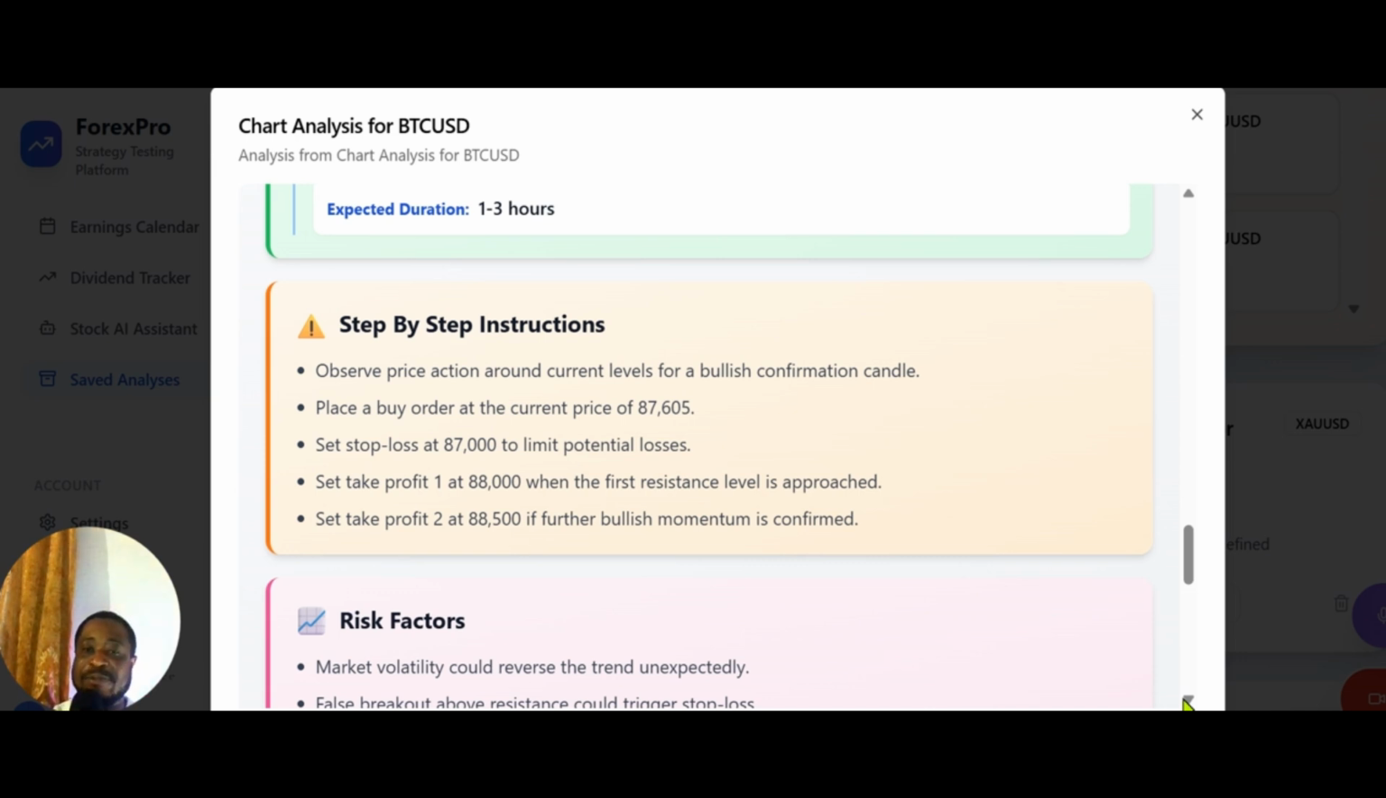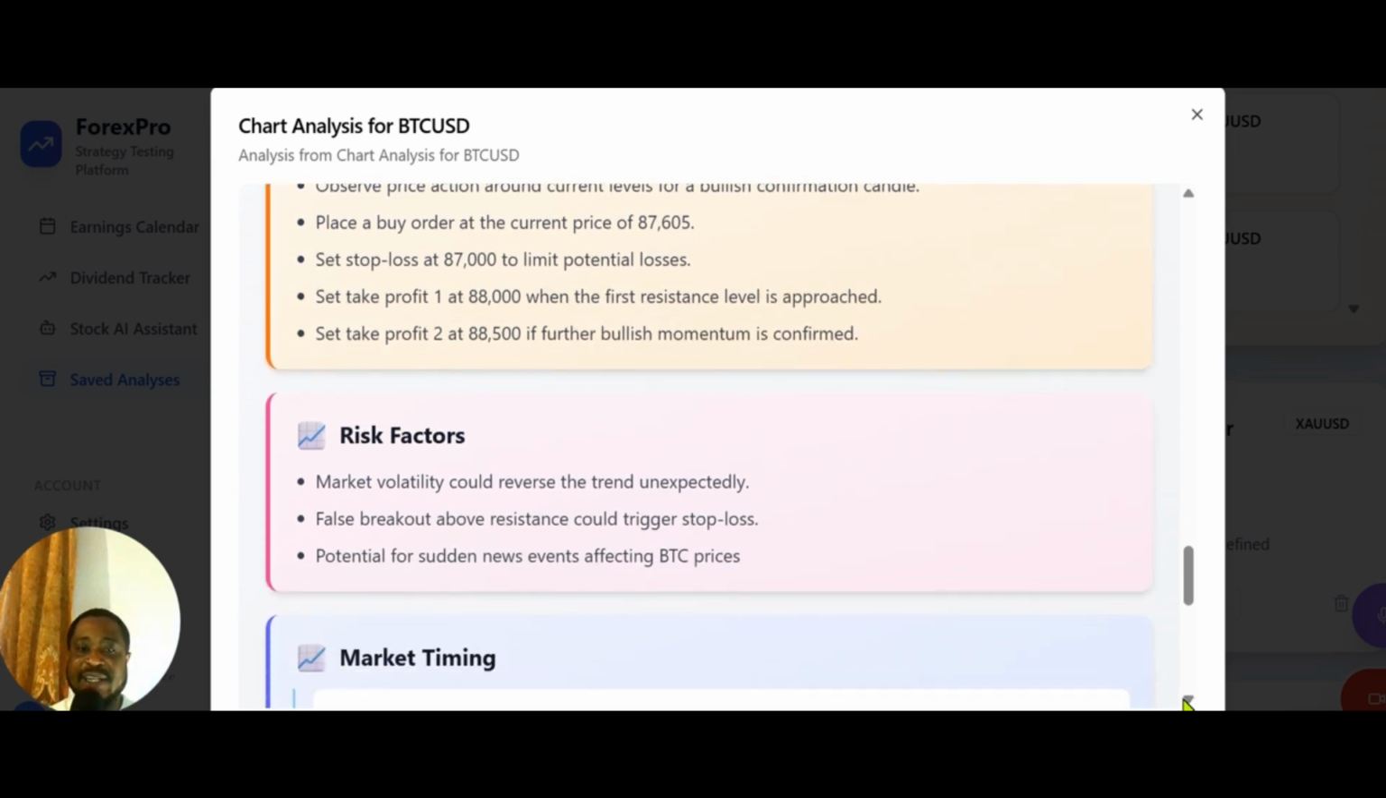Now, these are the steps you have to follow when the trade direction has been given to you, and it's very simple. Even if you are a beginner and you don't know how to trade, these steps will guide you to trade the direction that the AI has given you. Now let's go to the risk factors.